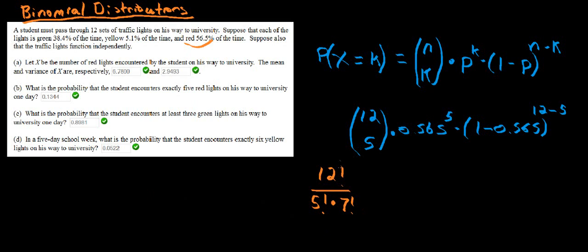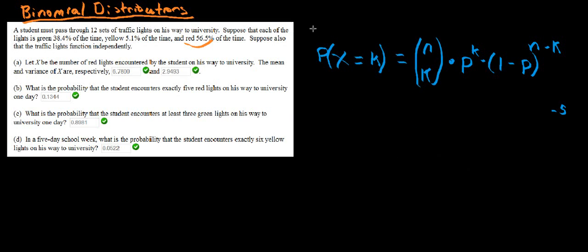Now, if you actually solve this calculation, you would get an answer somewhere around 0.1344. If you were to round it off, it would equal 0.1344. And that, as you can see, is the answer. So there was a 13% probability that you would encounter exactly 5 red lights on one day going to the university, assuming that you pass through 12 traffic lights. Now let's move on to the next question. I'll leave that formula up there. Actually, I'm just going to move it up a bit.